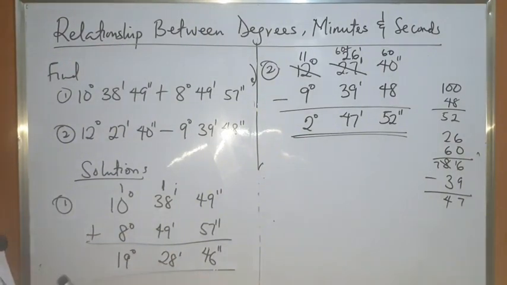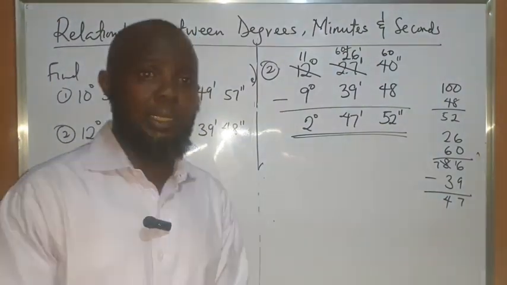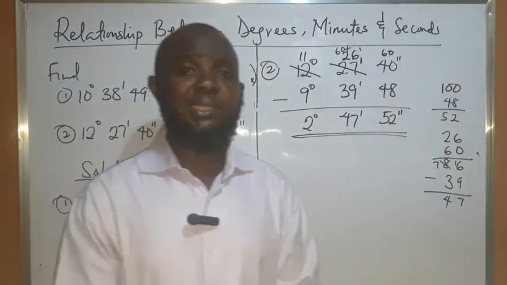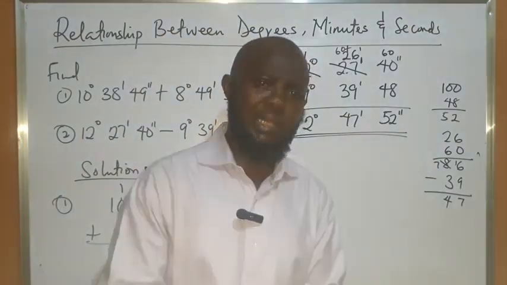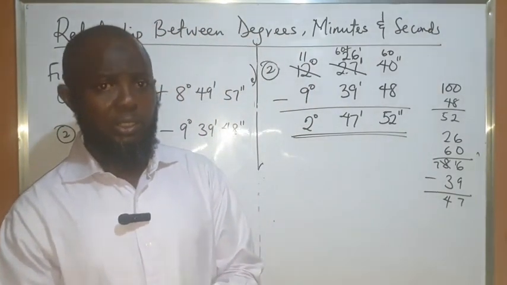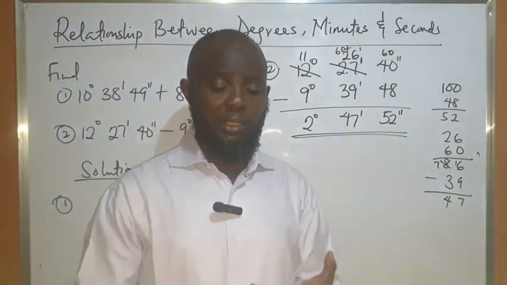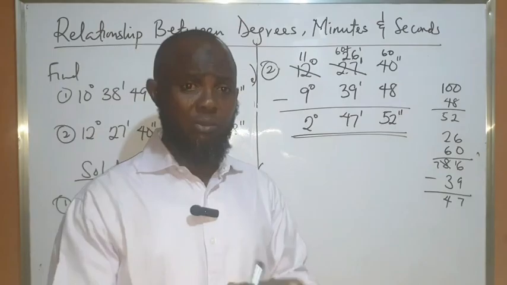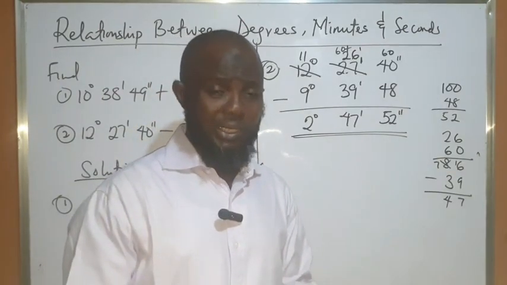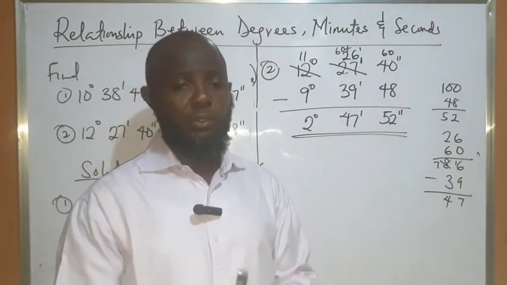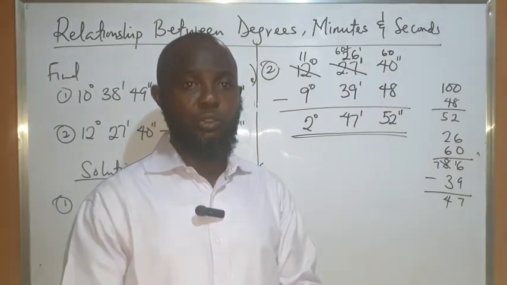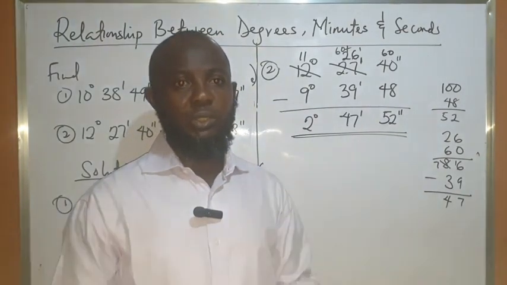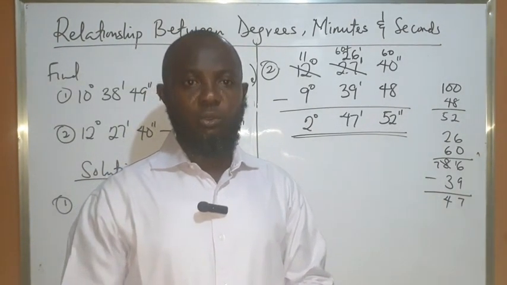So let's stop at this juncture, because we don't want the video to be too long. We're going to continue in the next lesson. In the next lesson, we're going to look at some theorems that are attached to angles. So we're going to look at alternate angles, corresponding angles, vertically opposite angles, angles on a straight line, angles at a point, and the rest of them. We're going to look at them in detail. So this is where we're going to stop.